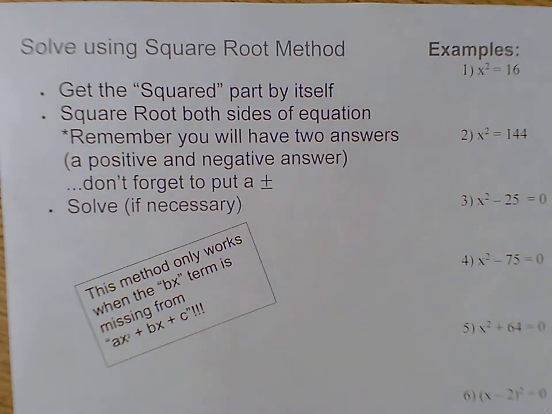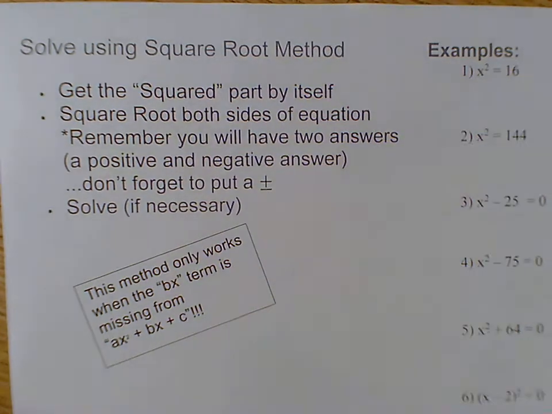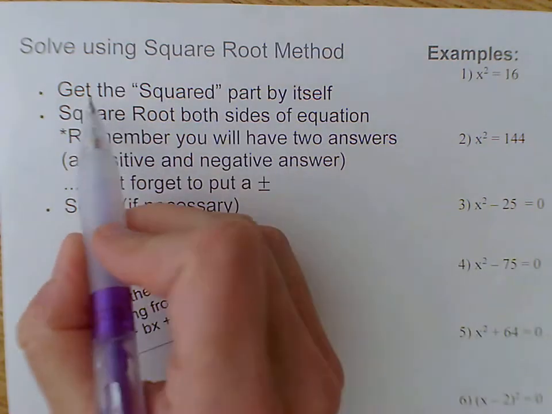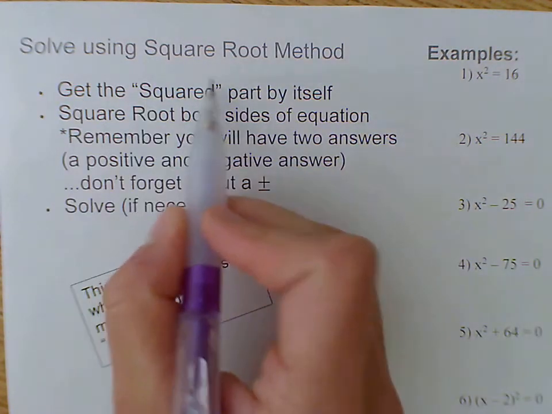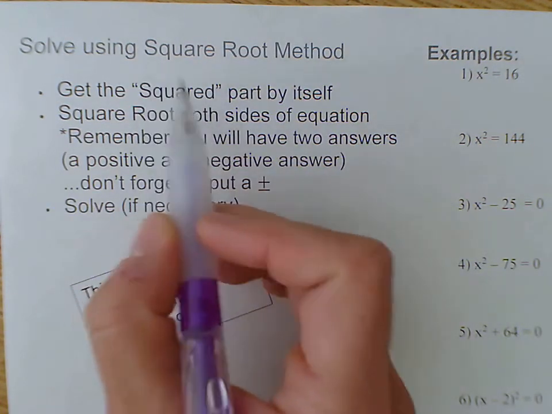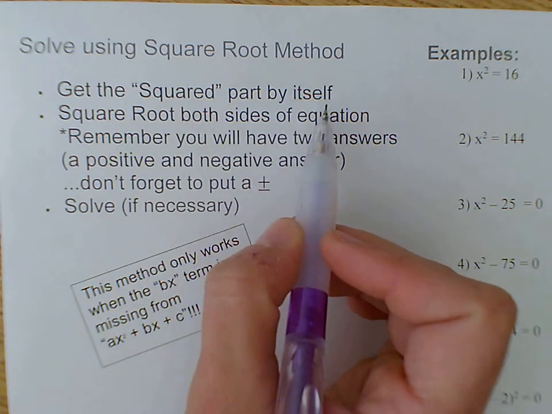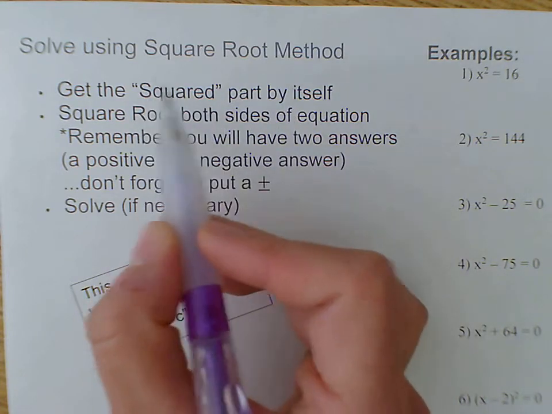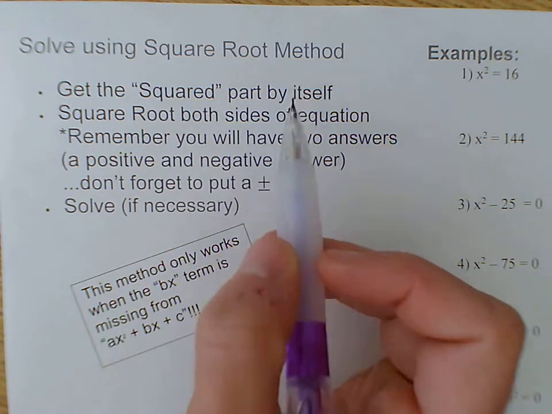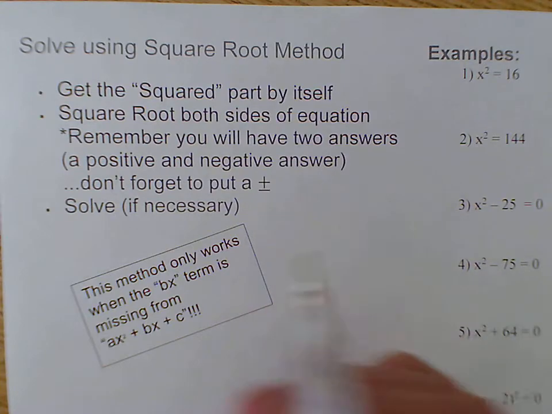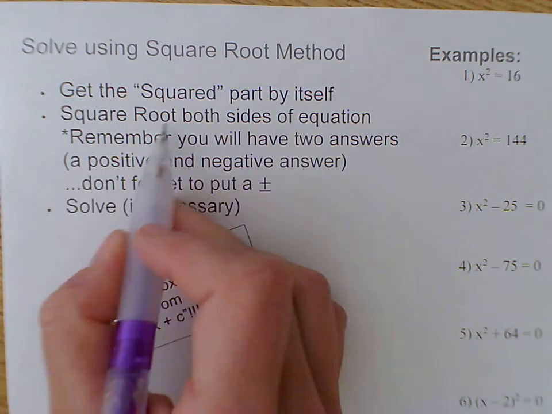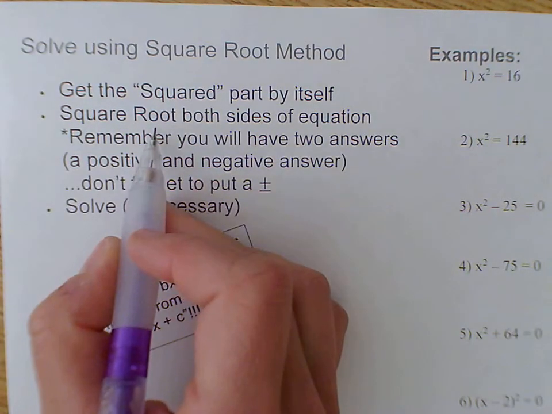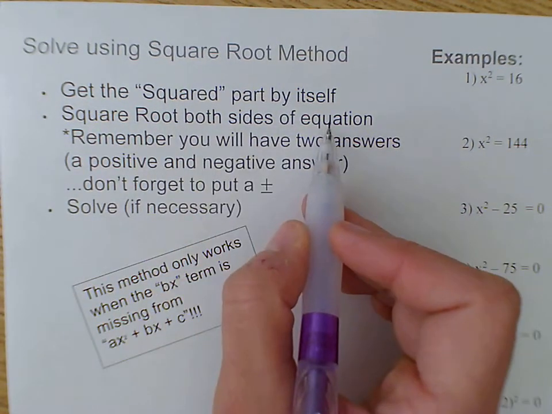If we're using the square root method to solve a quadratic equation, the first thing you want to do is get the squared part, whatever is being squared, by itself. If there are other things with anything that's being squared, you have to get them to the other side of the equal sign first. After that, once you have the squared part by itself, the opposite of squaring is to square root, so you're going to square root both sides of your equation.